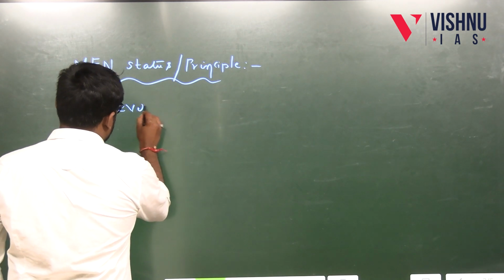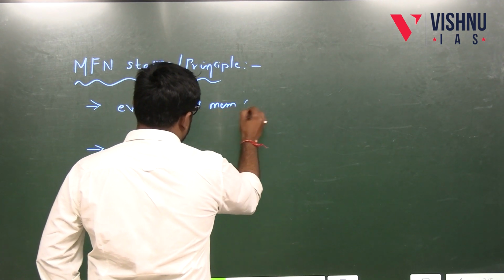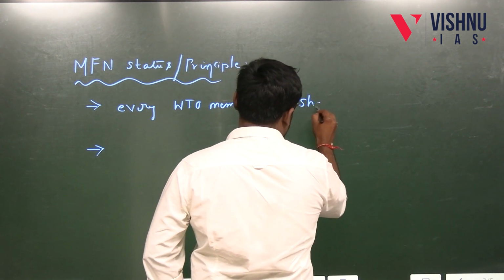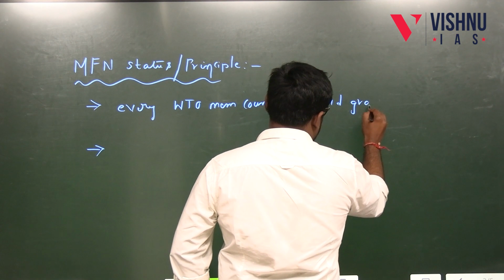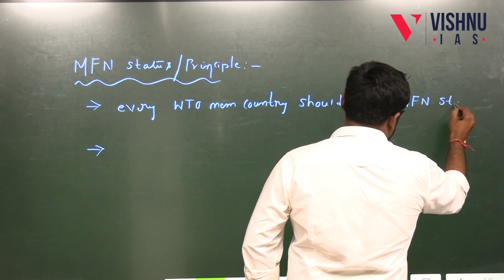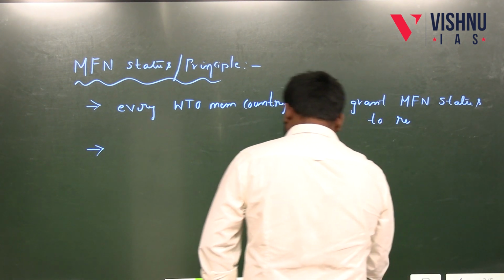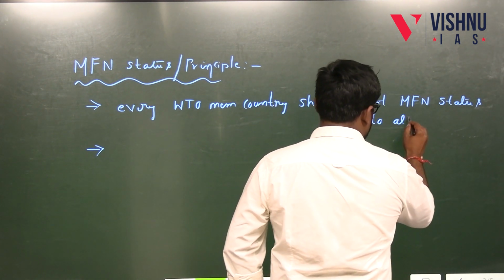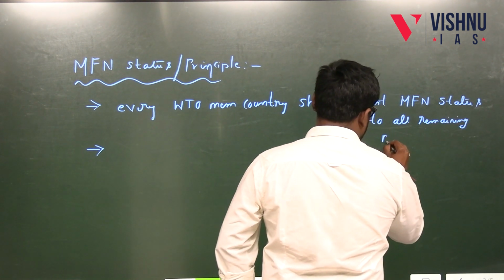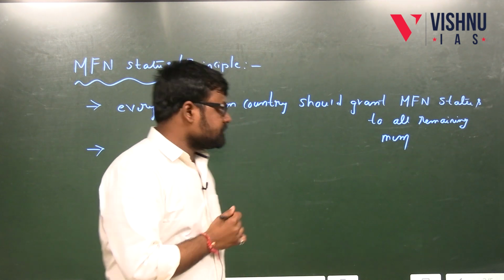So every WTO member country should grant most favored nation status to all remaining member countries. Okay, so what is the meaning of this?